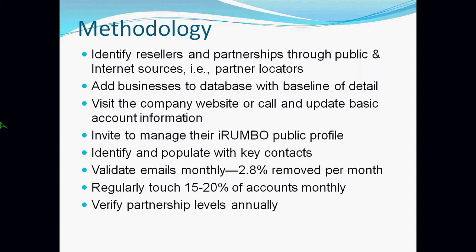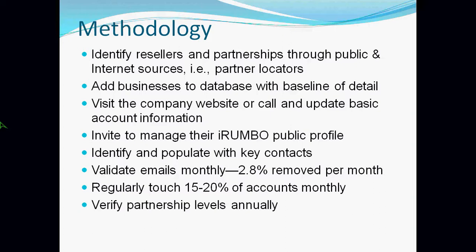Our methodology is pretty straightforward. We go and identify resellers and partnerships through public internet sources, big companies that list their partners out there. We get that baseline of information into our database along with some of the basic information, and then we have analysts that go out and visit the website, update the basic account information, and it's an ongoing process from there. We do offer for these businesses to take over their profile and manage it for us, so many of them do opt in to do that, and that is through our iRumbo public solution provider locator.